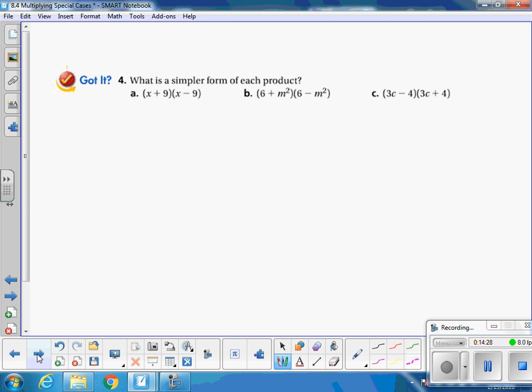All right, I want you to give it a try. Why don't you press pause and let's see how you do. Let's find a simpler form of each of these products.